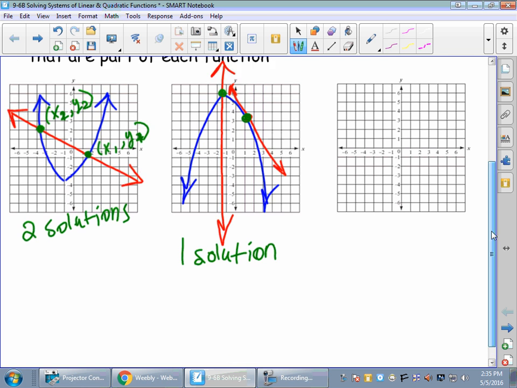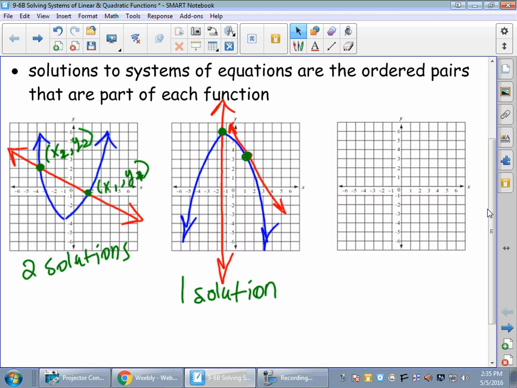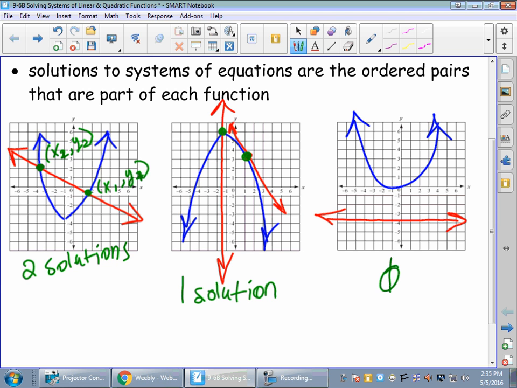And then the other scenario could be a parabola, horrible parabola, sorry, and a line where they never touch. There are no points in common, and so you have no solution. So our choices today are 0 solutions, 1 solution, and 2 solutions. If you have 1 solution or 2 solutions, you're asked to name them.